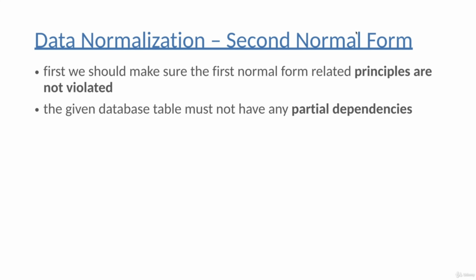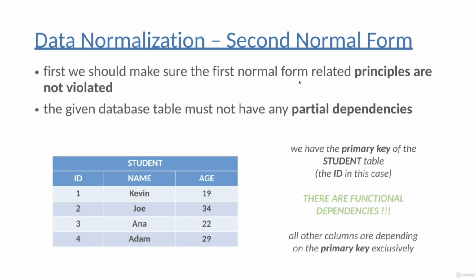So what is the second normal form? First of all, we have to make sure that the first normal form related principles are not violated. And then we have to make sure that the given database table doesn't have any partial dependencies. So before talking about partial dependencies, let's talk about functional dependencies.